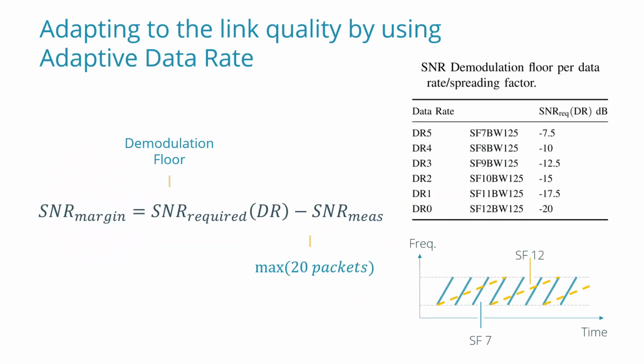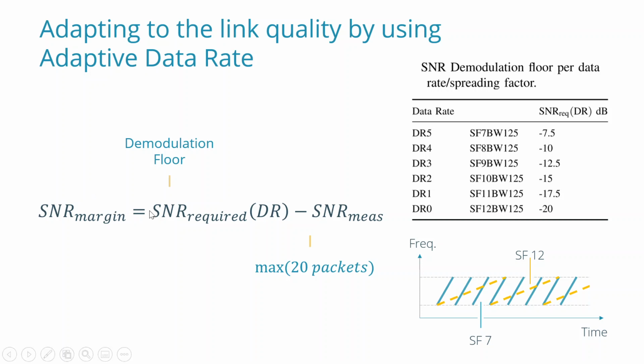In LoRaWAN, the SNR is used as a criterion to determine the link quality. The minimal required SNR to be able to demodulate the symbols depends on the spreading factor. A higher spreading factor ensures that we can demodulate the signal with lower SNRs. By changing the spreading factor, we actually change the SNR demodulation floor of the receiver. As recommended in the LoRaWAN specification, the maximum of 20 consecutive packets is used to determine the SNR margin with respect to the SNR demodulation floor.